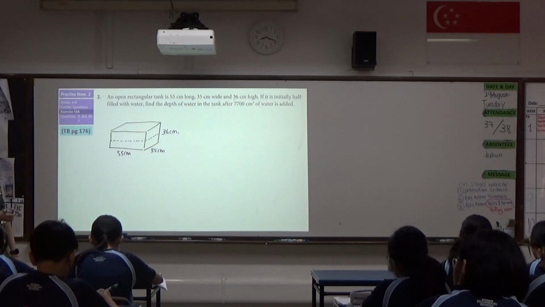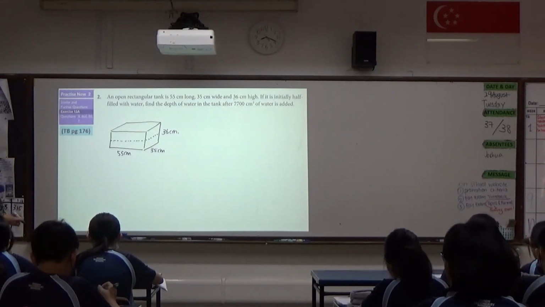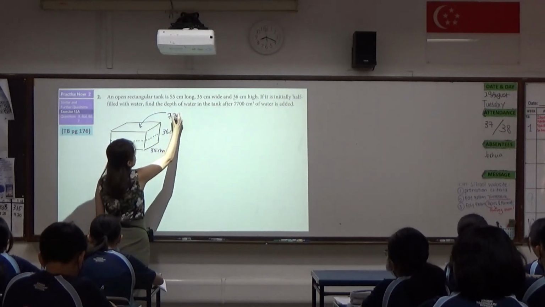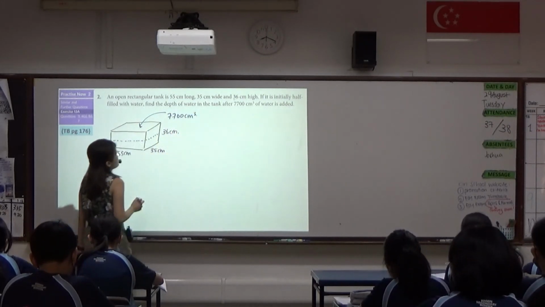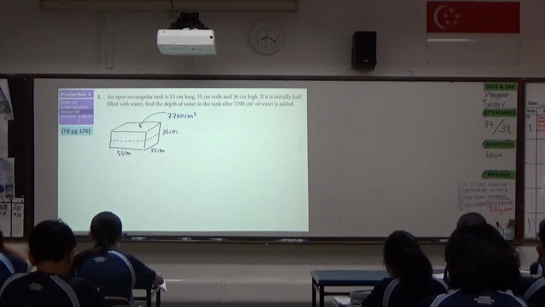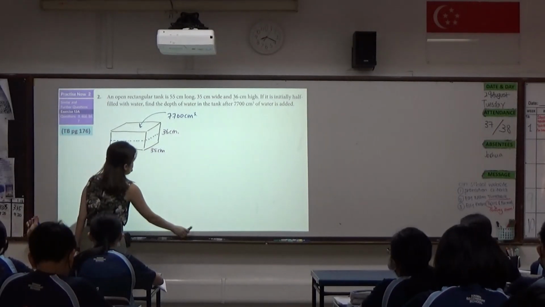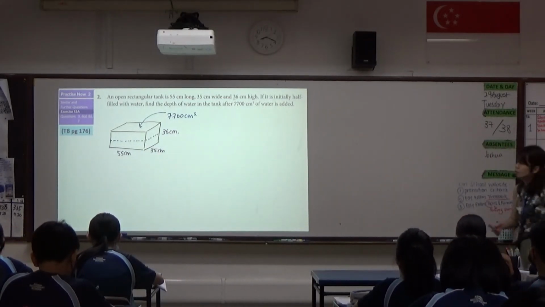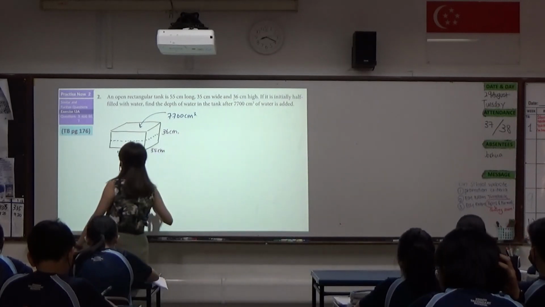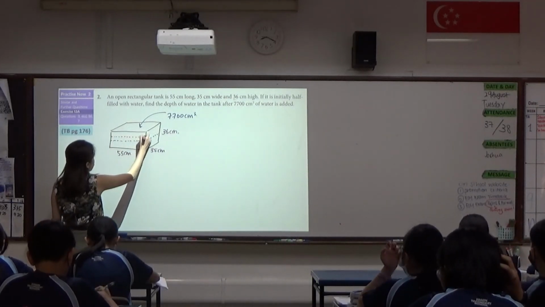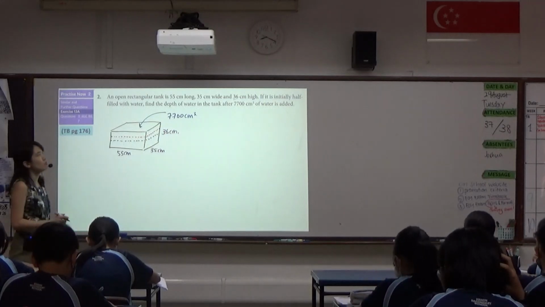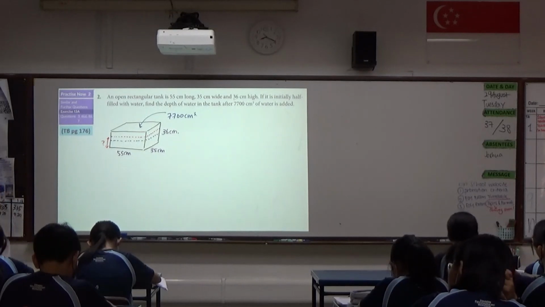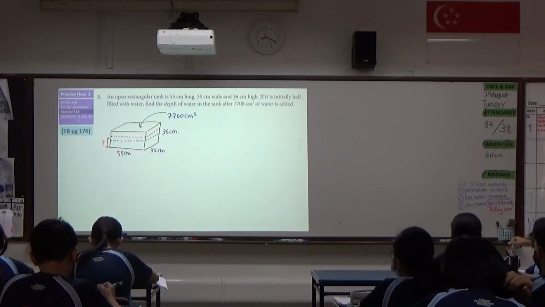Okay, half filled. And then we want to find the depth of the water in the tank after another 7,700 cm3 of water is being added in. So that means that your water level is going to increase, and it might look something like that. So what the question wants is, what is this height? Okay, so I hope we all understand the question now.